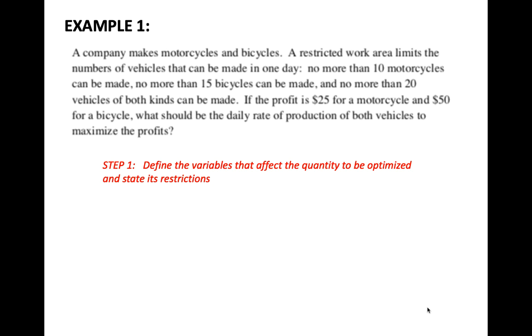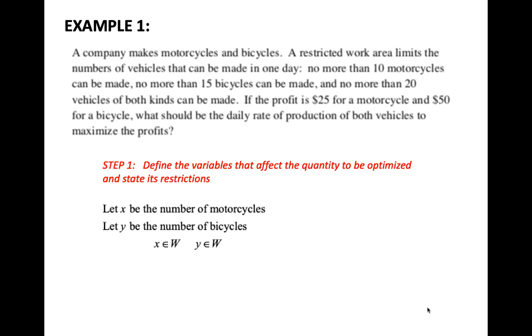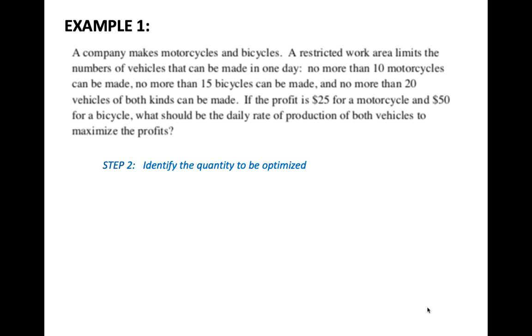Step number one, though, define the variables that affect the quantity to be optimized and state its restrictions. If we're going to look at the profit, then the profit's going to depend on the number of motorcycles and the number of bicycles. And so that would be where we start. X is the number of motorcycles, Y is the number of bicycles. And as far as restrictions on those, they really should be whole numbers. They can be a 0 or a 1 or a 2, but fractions don't make sense and negatives don't make sense.